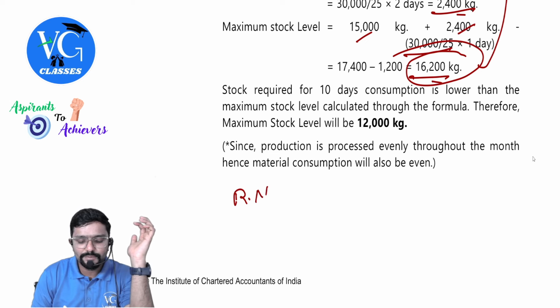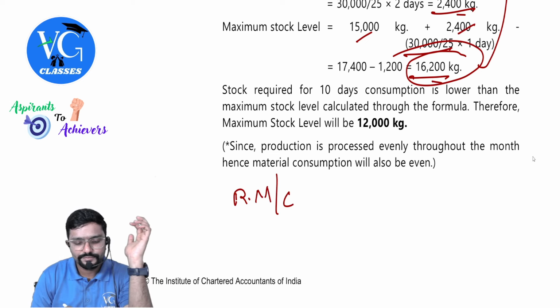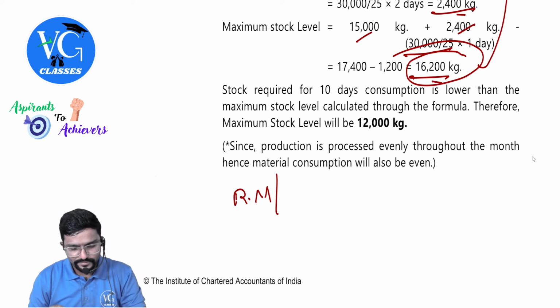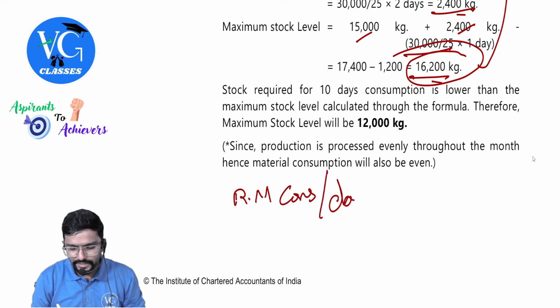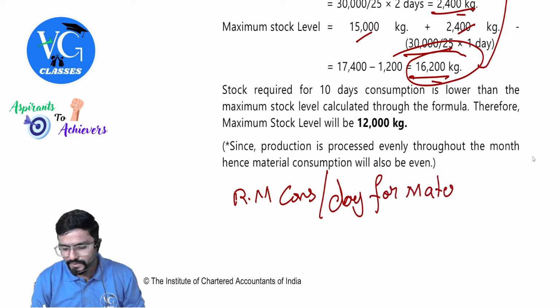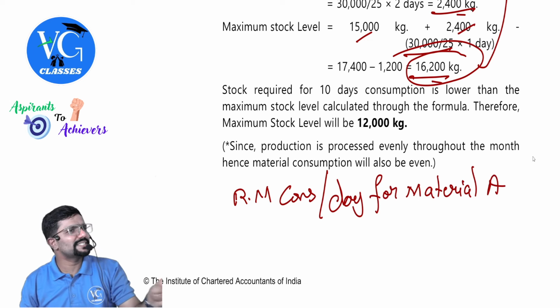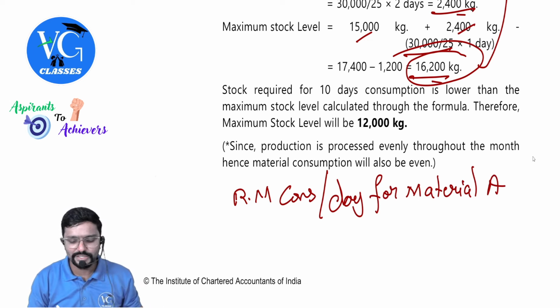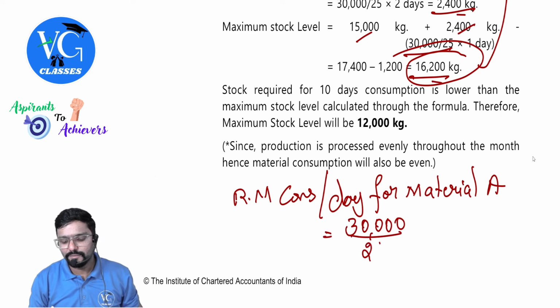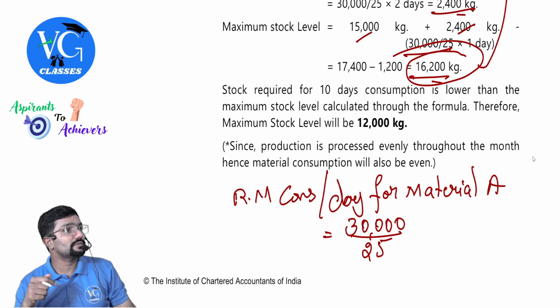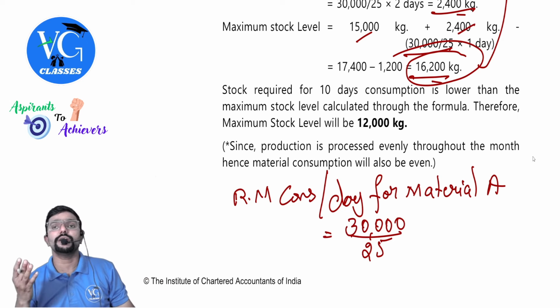Raw material consumption per day for material A, guys. Whether it is minimum, maximum or average, everything is the same. How much, sir? 30,000 is per month. How many working days in a month? 25. Take working days, don't take the actual number of days. 30 days in a month, no sir. No, they are working only for 25 days.